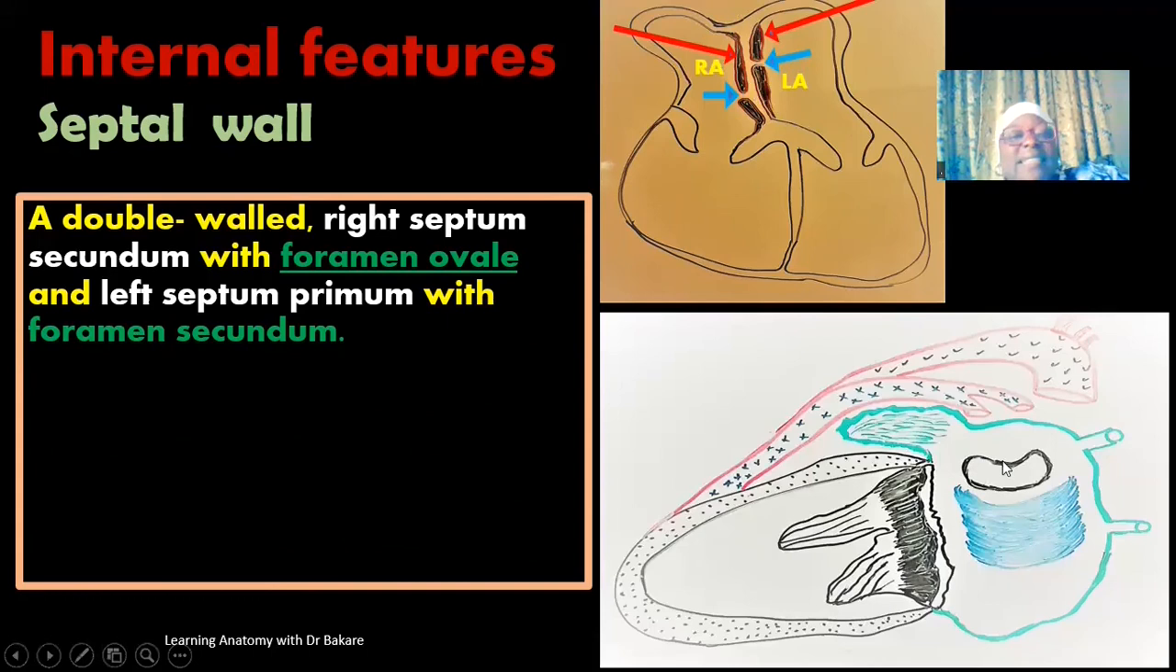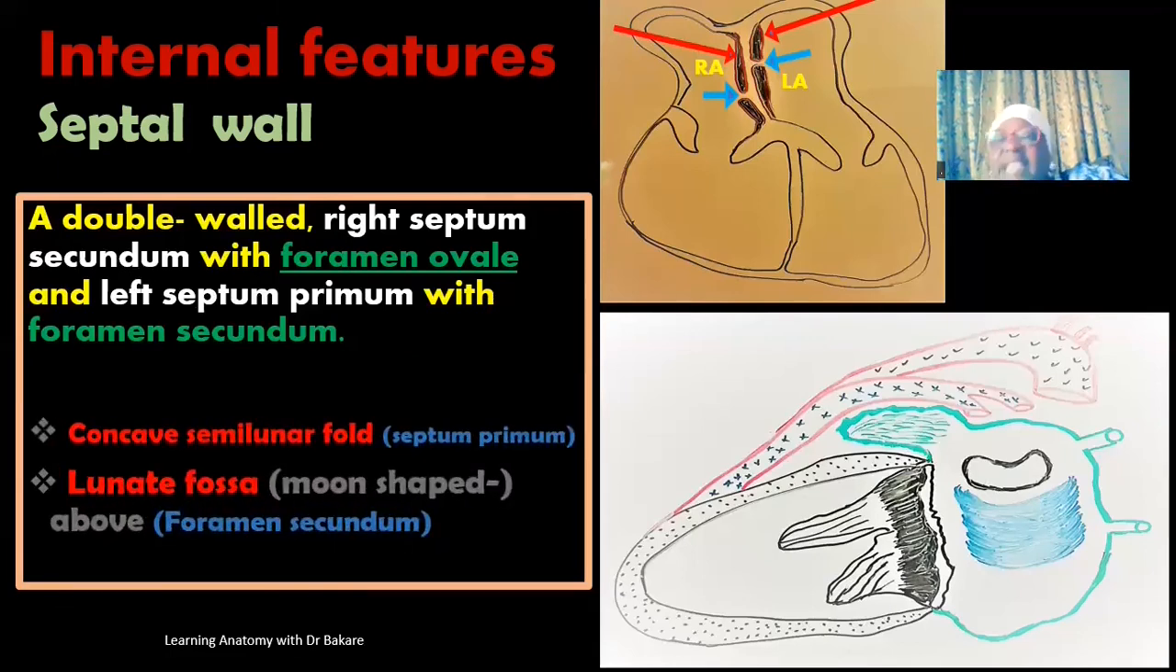So let's take this knowledge down here, looking at the gross configuration of the interatrial septum within the left atrium after the developmental process. This leaves the septal wall of the left atrium with two distinct features, and these include the concave semilunar fold. This is the concave semilunar fold. This fold is seen as a concave fold within the septal wall. This is formed by the septum primum.